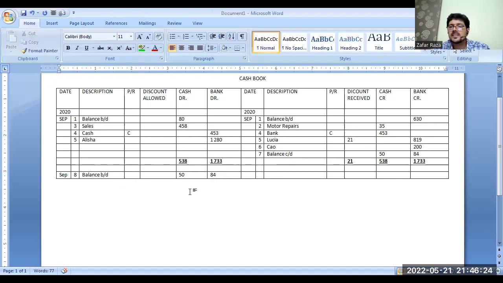Now cash book. This is how we have to make the cash book. Getting my point clear? Don't forget to write the balance BD on September 8. It will deduct your marks. Okay.